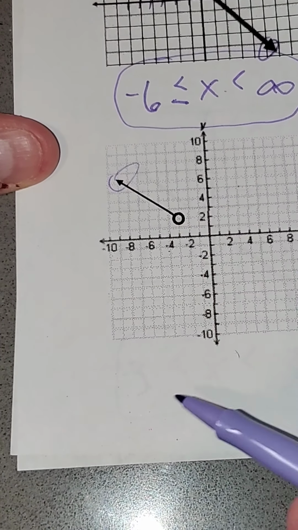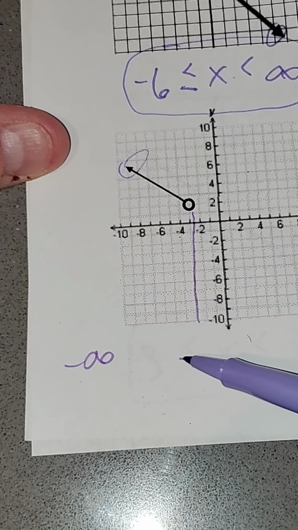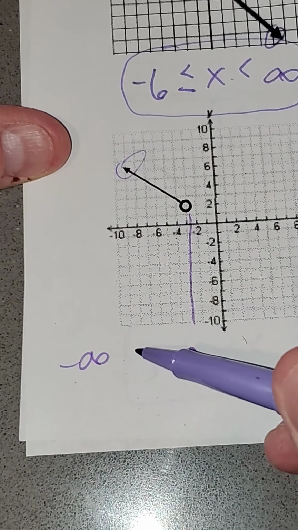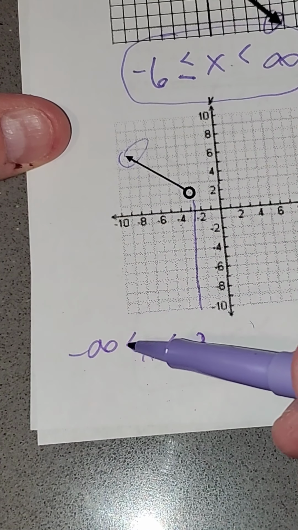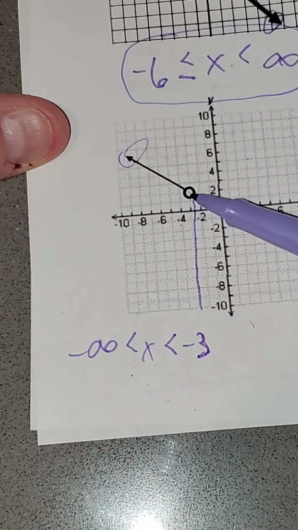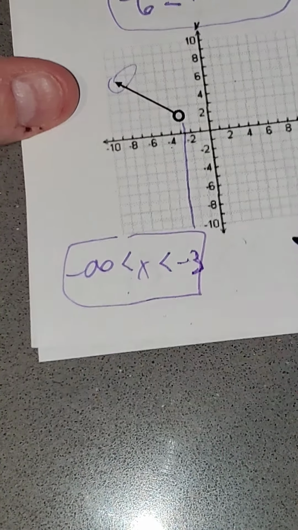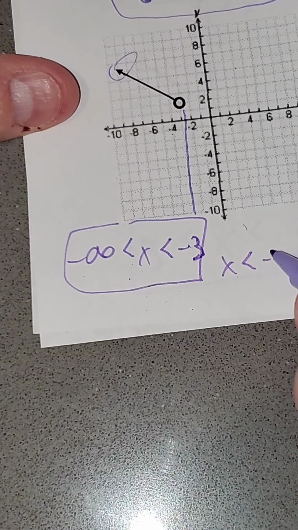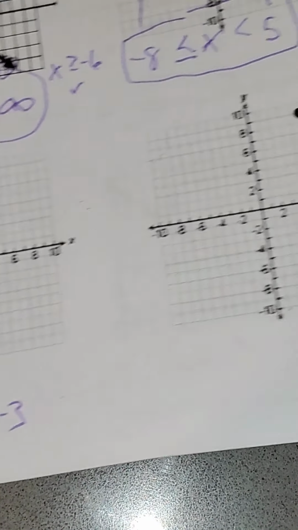Notice this arrow goes to -infinity, and this is on X is -3. So there's our X values. Both arrows point left. Infinity does not get an equal sign. Open circles do not get an equal sign. So this could be our final answer. You can also write X is less than -3, and you'd have the correct answer as well.